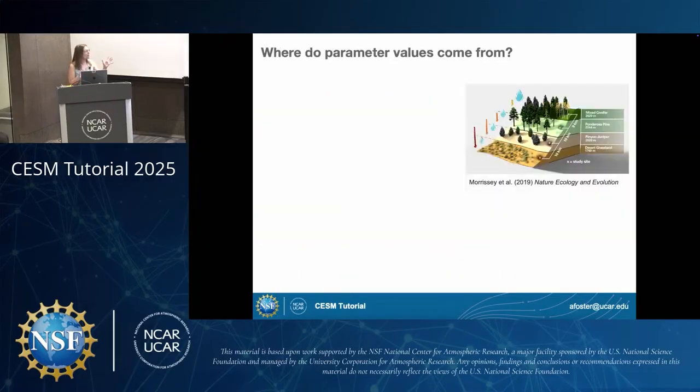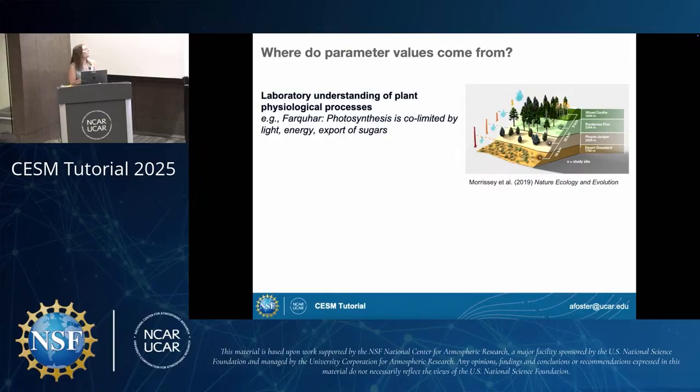Okay, so we've got all these PFTs. Where do these parameter values come from? We have to decide how they interact differently with the environment. So some of it comes from laboratory understanding of plant physiological processes, like the Farquhar photosynthesis model, which is co-limited by light, energy, and the export of sugars.